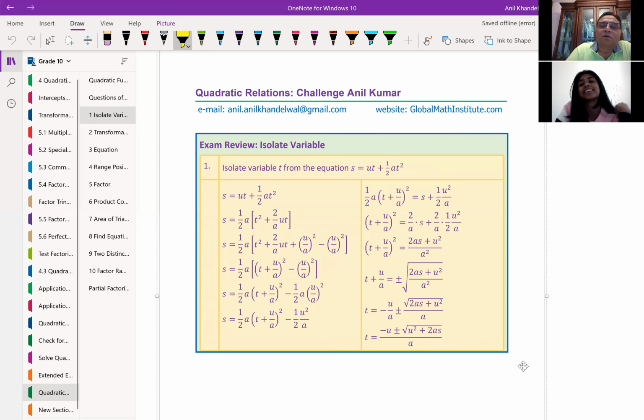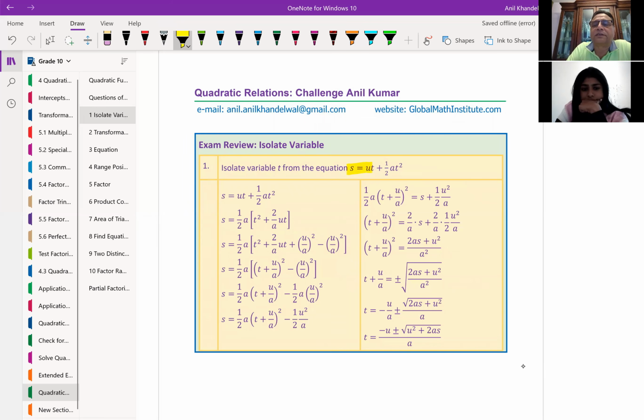So we'll isolate T from this particular equation. S normally is the displacement, U is the initial velocity, T is the time, A is the acceleration due to gravity. And so we normally use this formula some way or the other in kinematics. So what we are going to do here is write this in the vertex form.